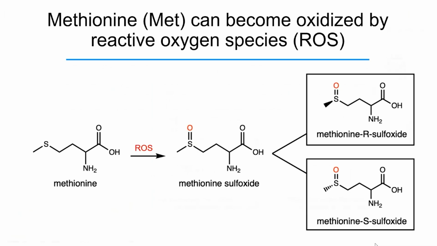And this oxidation can create 2 different diastereomers, methionine R sulfoxide and S sulfoxide. But basically, this changes methionine from a non-polar amino acid to a polar amino acid. And this has different consequences for the proteins that the methionines are found in.